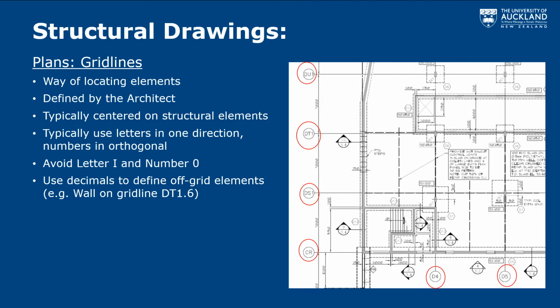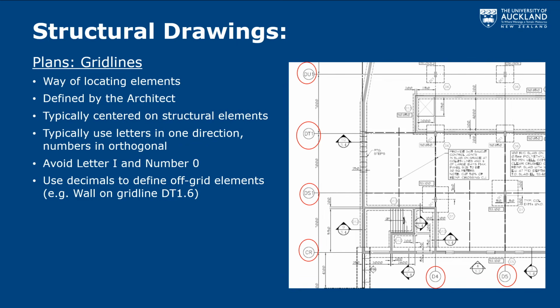And then the last point I have here is that you'll sometimes see elements which are not on a major grid line referred to with this decimal point notation. So if you look at the upper right of the figure here, you see that there's a wall which is running parallel to grid lines DU1 and DT1, but it's not actually on a grid line. So if I want to talk about this wall, I'd say, that'd be the grid line.